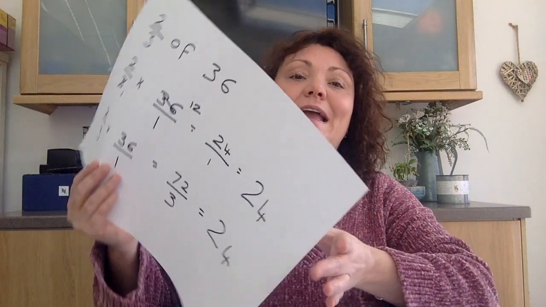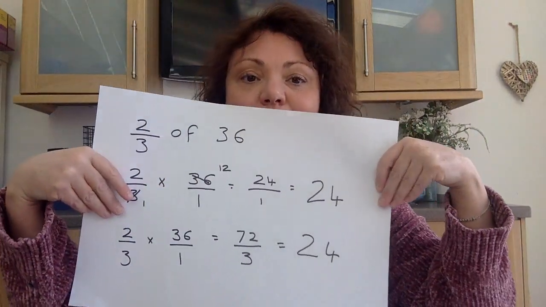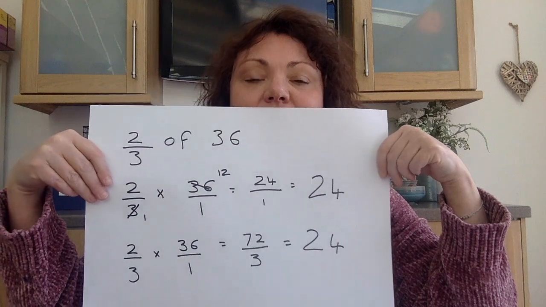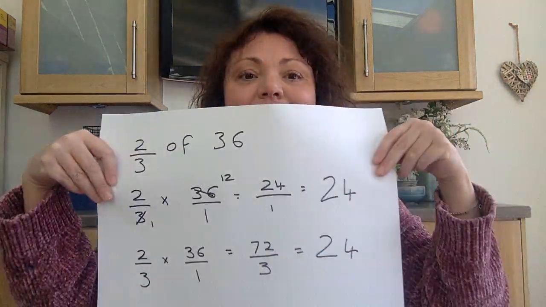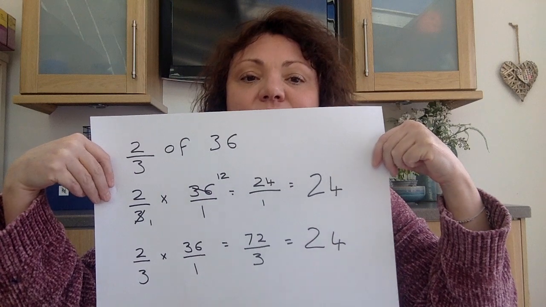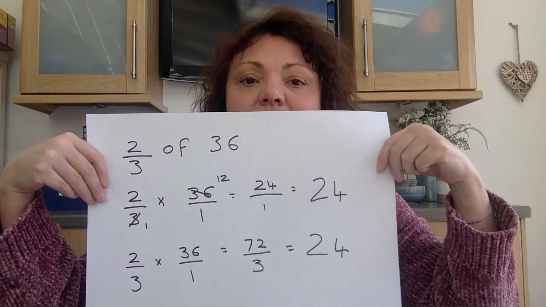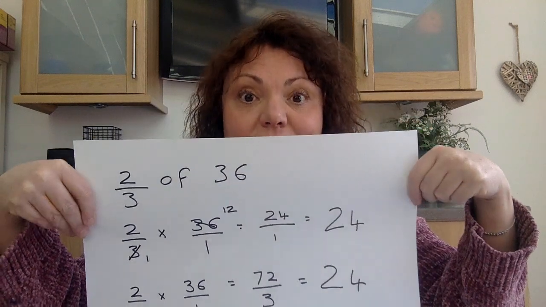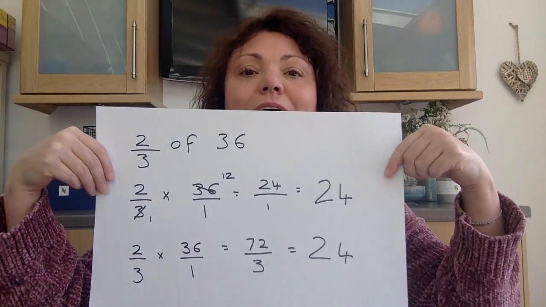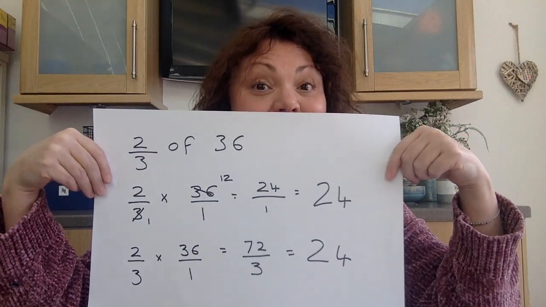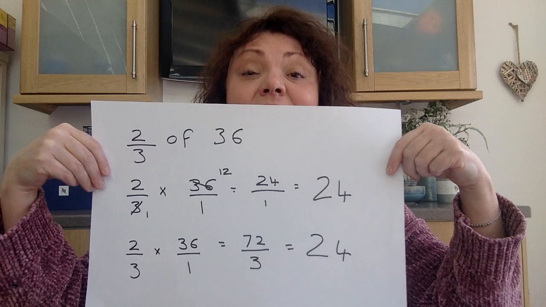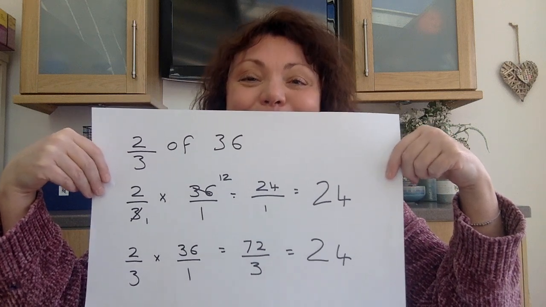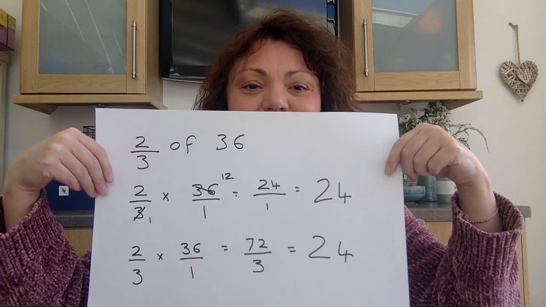Okay. Here we have got another one. So we have got 2/3 of 36. I'm looking at that question, I'm looking at that "of", and I'm going to change it to a multiplication sign. Okay, so 2/3 times 36 over 1. We've changed that 36 to a fraction, okay? I'm going to simplify before I multiply them this time again.